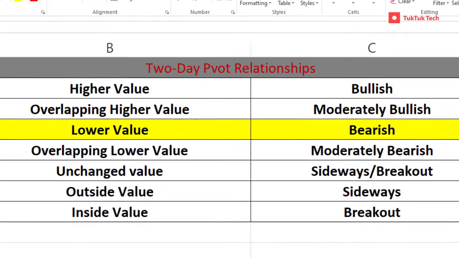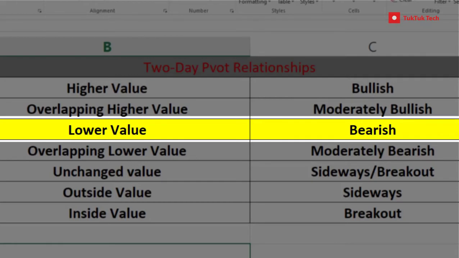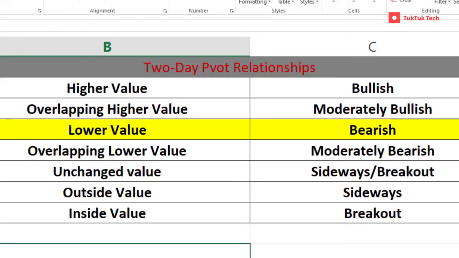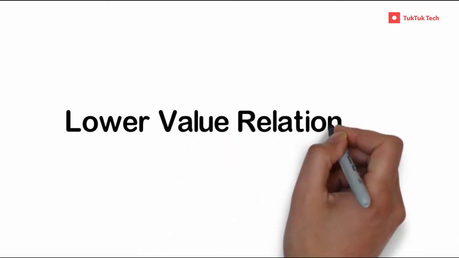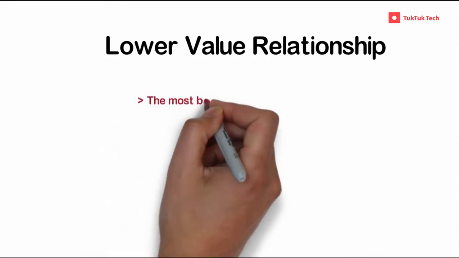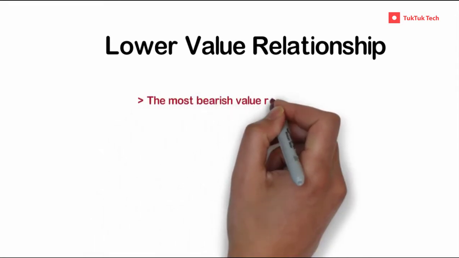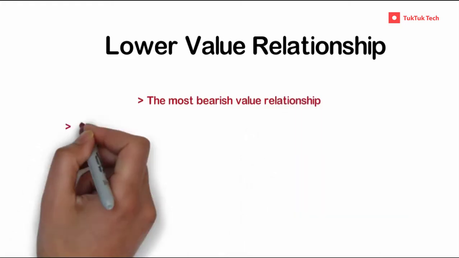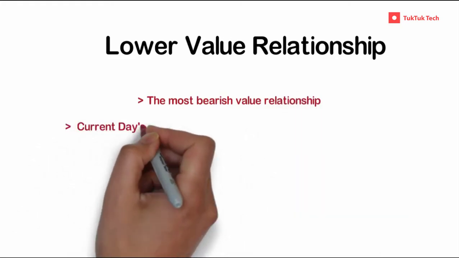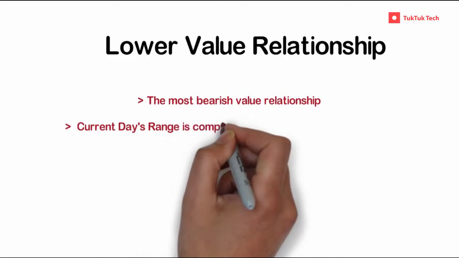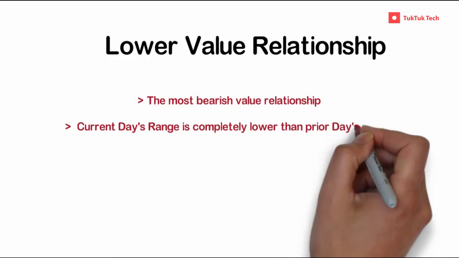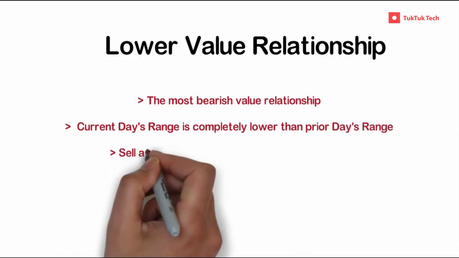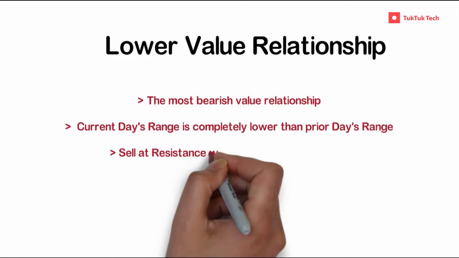Today, we will discuss lower value relationship. Lower value relationship occurs when the current day's pivot range is completely lower than the prior session's range. This is the most bearish value relationship. You need to sell at resistance when this relationship forms, as it implies a trending market.